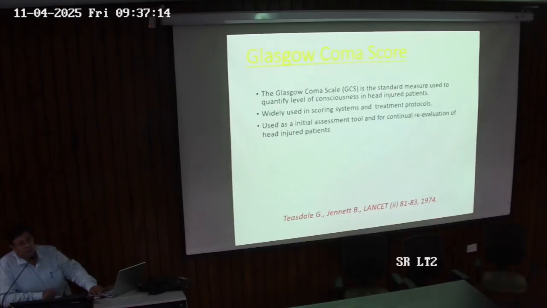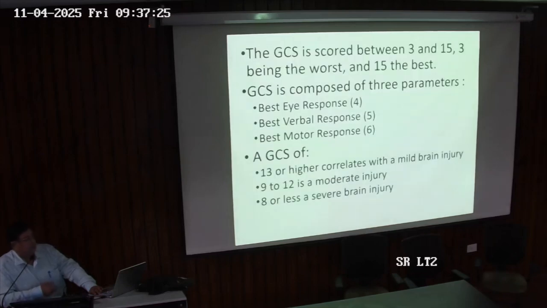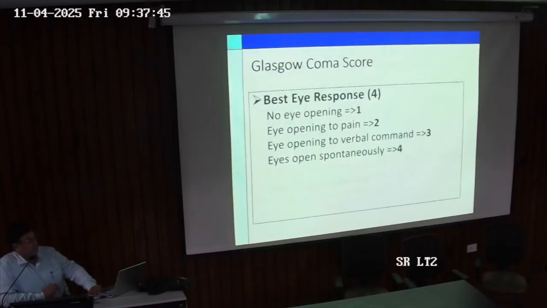So you all may be knowing the Glasgow Coma Score. It involves the state of the CNS: best eye response, best verbal response, best motor response. A score of 13 or more correlates with mild brain injury, 9 to 12 is moderate injury, and 8 or less is severe injury.